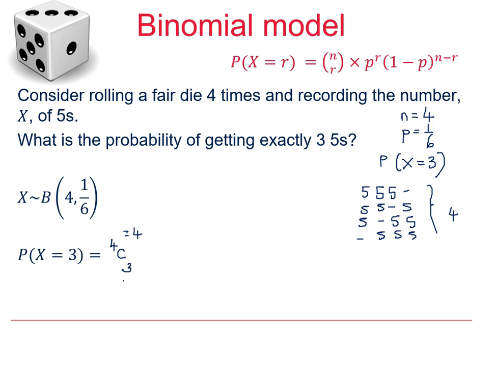So we're going to do the number of different ways, 4C3, which is 4 different ways that we can obtain exactly 3 5s in our 4 rolls, multiplied by getting a 5 and a 5 and a 5, so that would be 1/6 cubed, and then another outcome, and that would have probability 5/6.